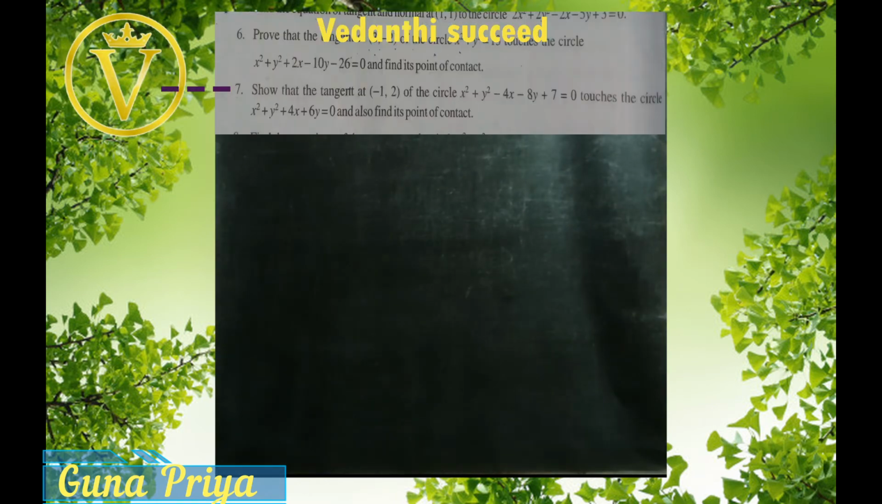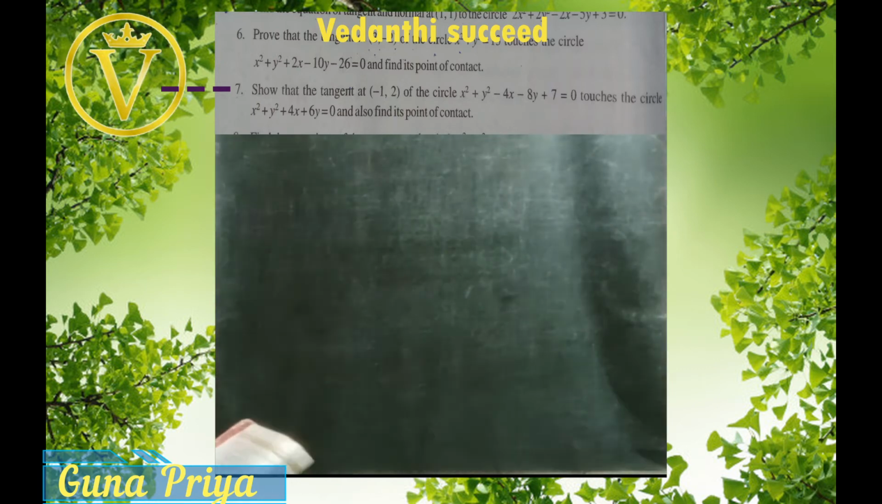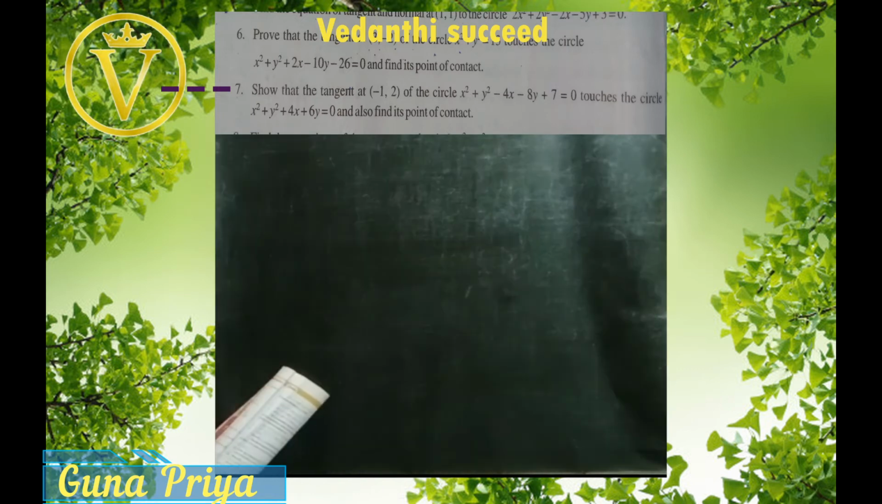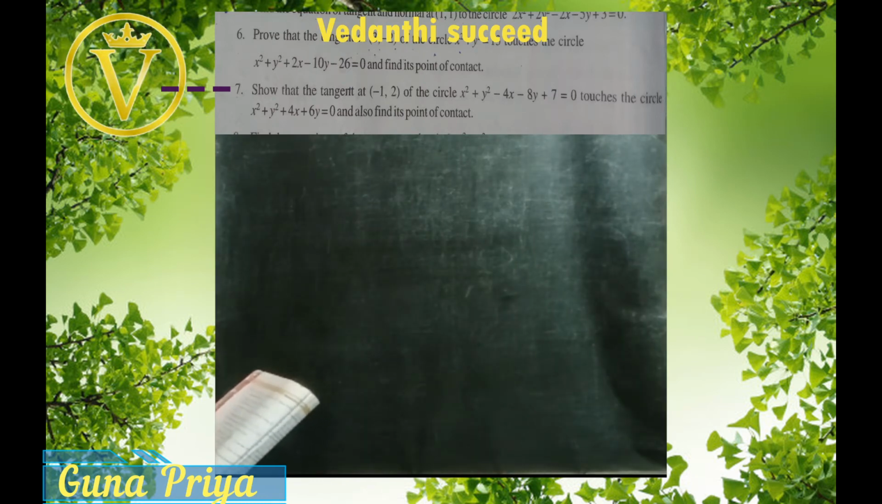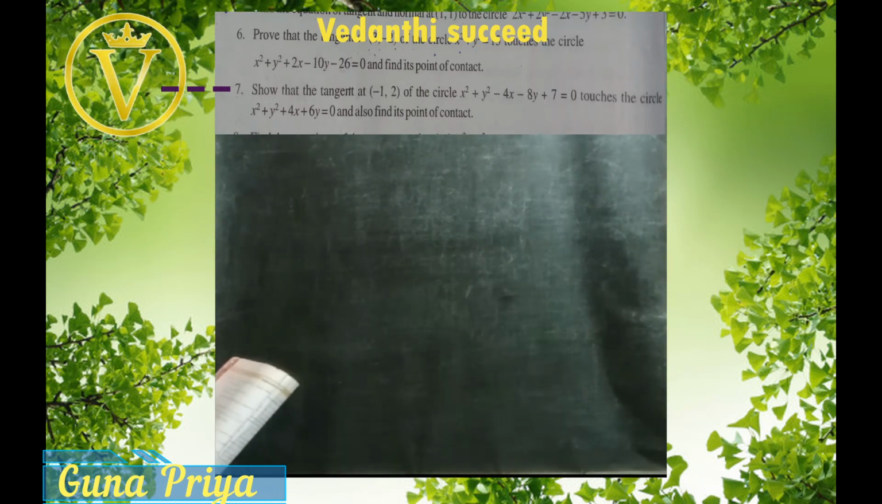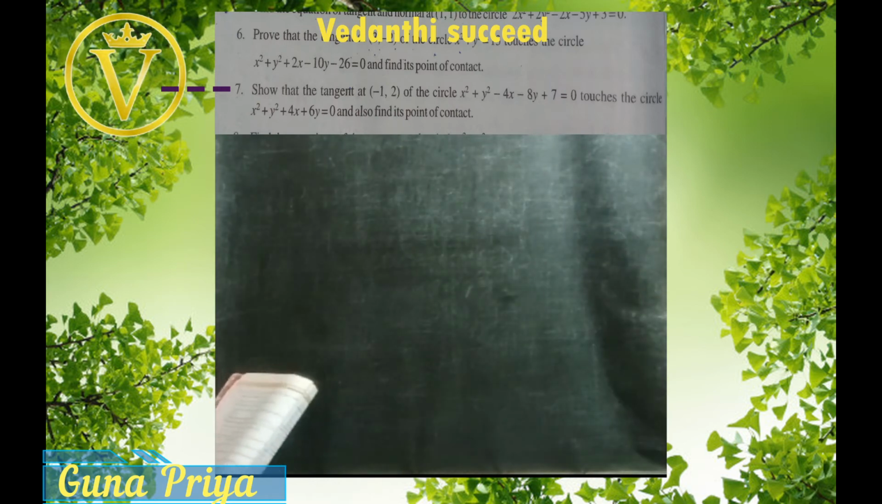Same as before only. Show that the tangent at (-1, 2) of the circle x square plus y square minus 4x minus 8y plus 7 equals 0 touches the circle x square plus y square plus 4x plus 6y equals 0, and also find its point of contact. So it is the same as the previous problem, but before they asked to prove that, and in this question, show that. There is no difference between them.